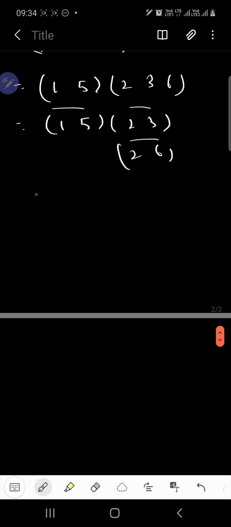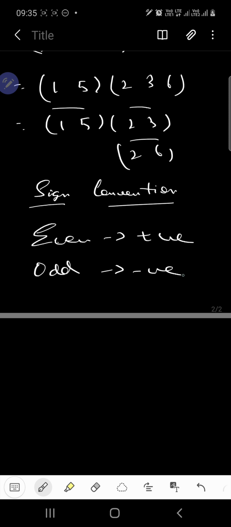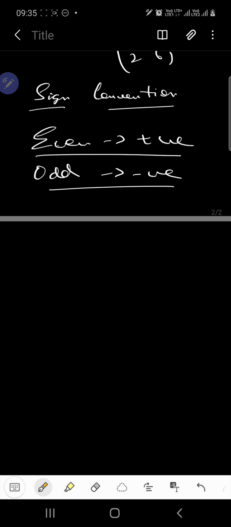Now there comes the sign convention of even and odd permutations. Even permutations are given a positive sign and odd permutations are given a negative sign. Now what is the reason behind that? Let's first understand the reason behind the sign convention.